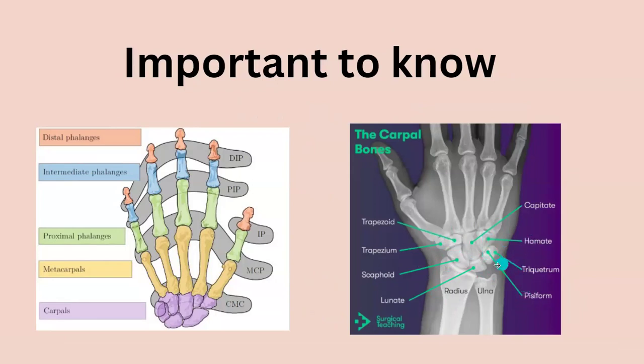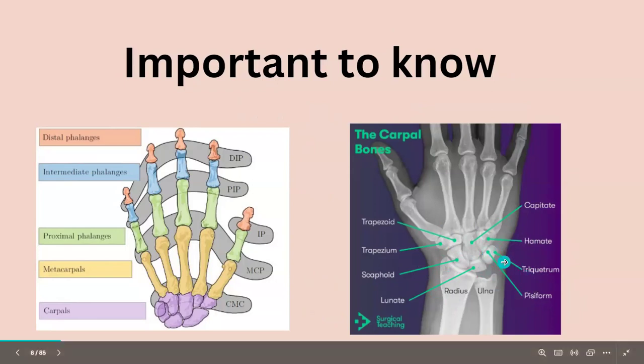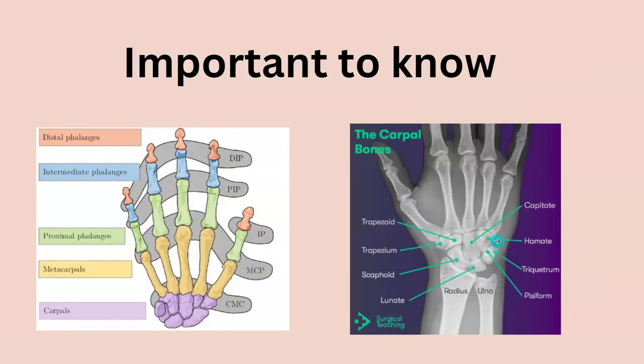Now, it looks that the pisiform is actually like before the triquetrum, while it's actually not. It's just like an illusion because the pisiform actually sits on top of the triquetrum. It's not before the triquetrum.